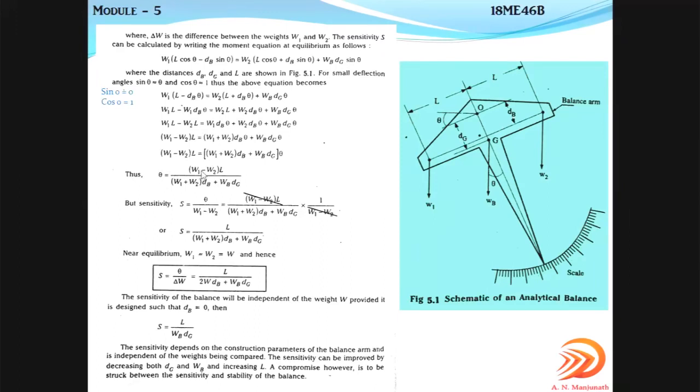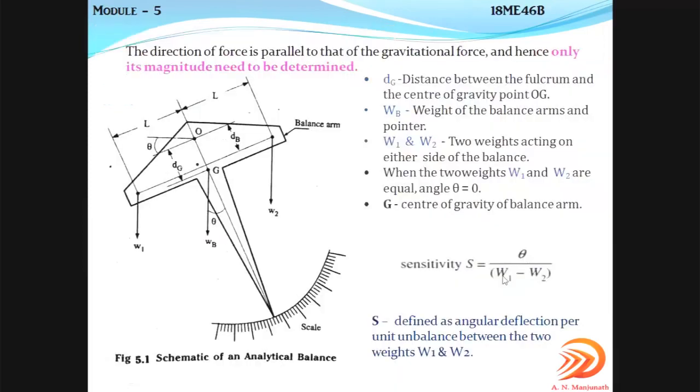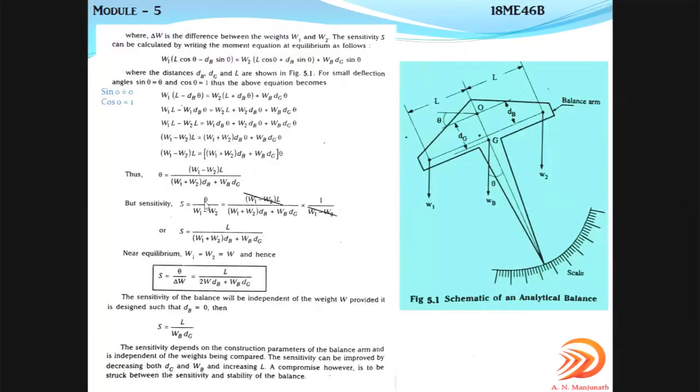So theta is equal to (W1 minus W2) into L divided by (W1 plus W2) into dB, d suffix b, plus the weight of the balance arm WB into the distance, d suffix g. But it is known that the sensitivity equation is theta by delta W. Sensitivity is defined as the angular deflection per unit unbalance between the two weights, W1 and W2. So here that equation is taken, and for this, the theta value is substituted over here.